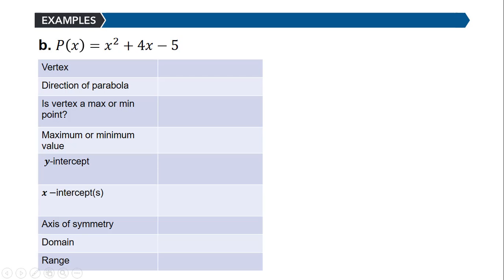Now we have another example. P of x is equal to x squared plus 4x minus 5. This parabola or function is written in the standard form. So the first step is to find the vertex. In this case, because it's in standard form, we probably want to use the vertex formula.